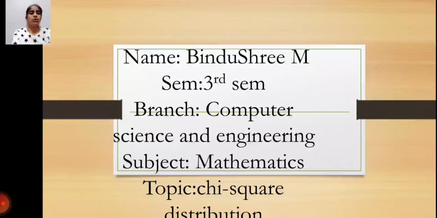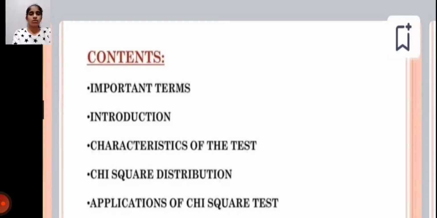Today in this video, we are going to discuss the chi-square test. Let me explain about it, and the contents of this are important terms, introduction, characteristics of the test, chi-square distribution, and the last one is applications of the chi-square test.